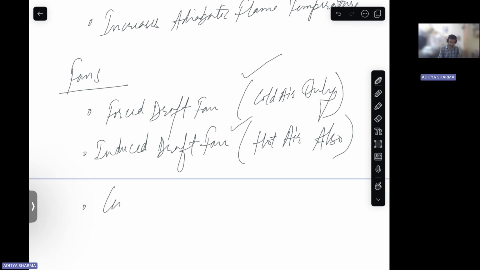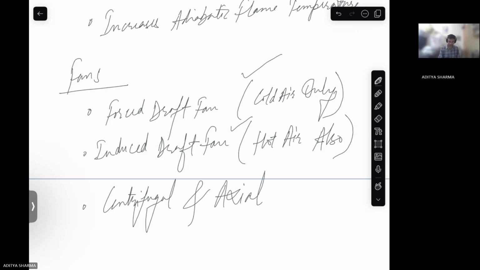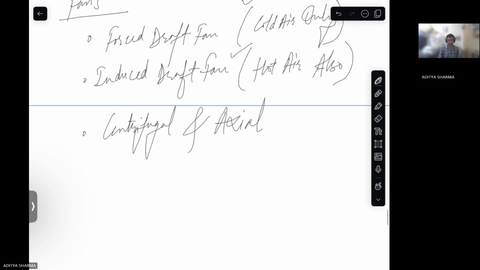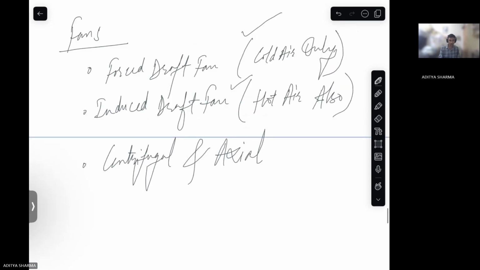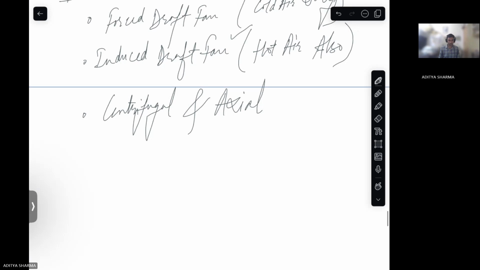Then your fans can be centrifugal type and they can be axial type. Okay. So these are your fans. Then blading also has been discussed. What type of blading is used in centrifugal? What type of blading is used in axial type of fan? So this you can refer to lecture number 15, right? So this has been discussed there.